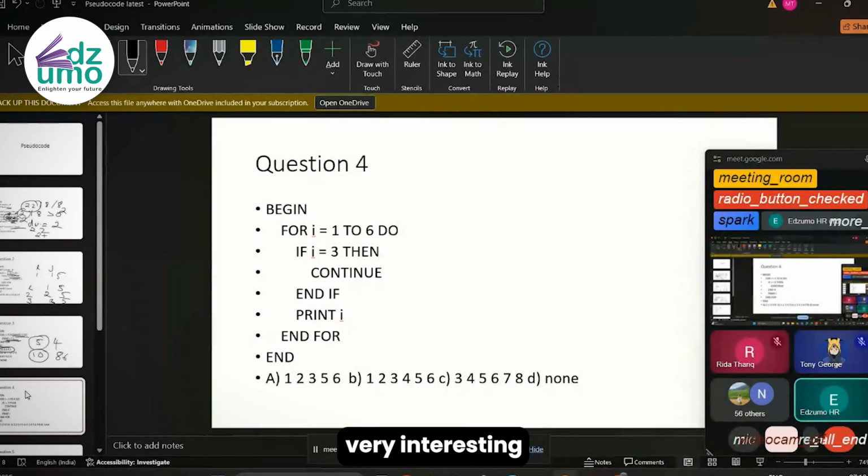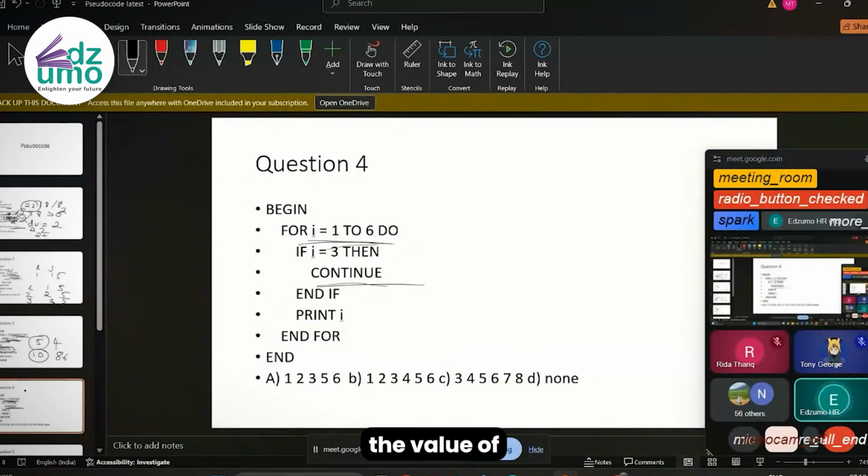Understood? Now this is a very interesting question. A similar type of question was asked in last year's Accenture pattern exam also. Both companies follow pseudocode. So I equal to 1 to 6. If I equal to 3, then continue, like that.